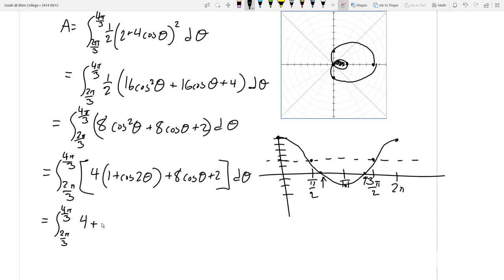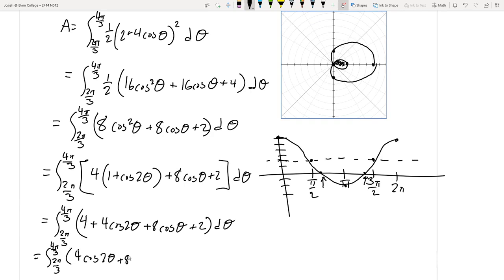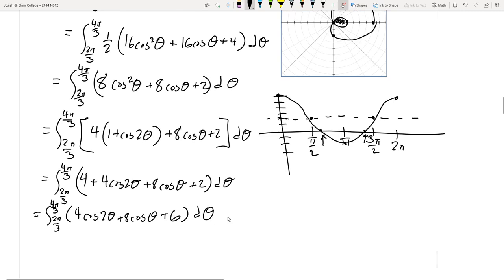And then we've got 4 plus 4 cosine of 2 theta plus 8 cosine of theta plus 2. And so we'll go ahead and add up our like terms, and then we're going to be just about ready to integrate. We've got 4 cosine of 2 theta plus 8 cosine of theta plus 6 d theta. So we'll go ahead and integrate.